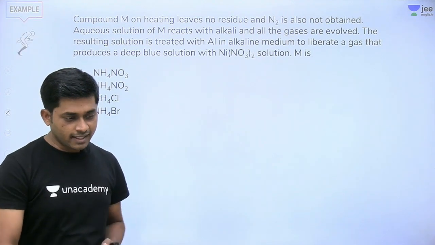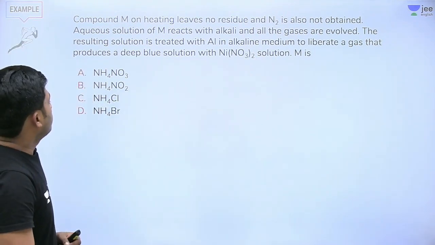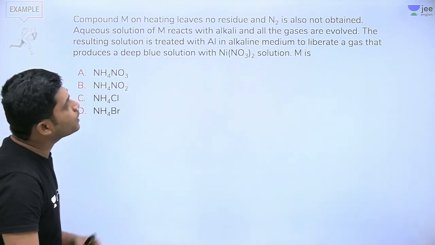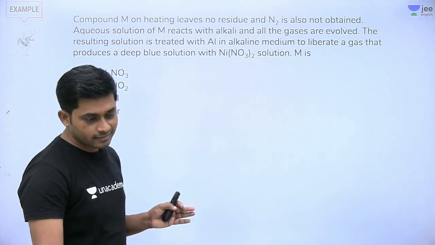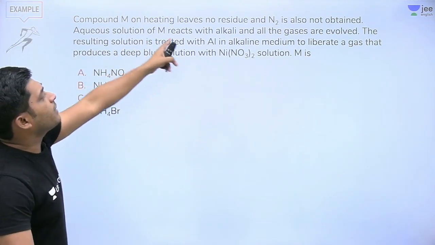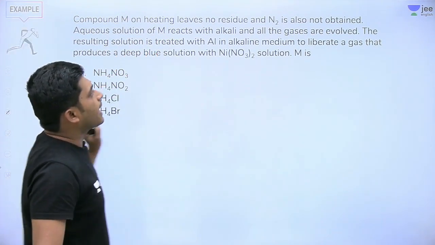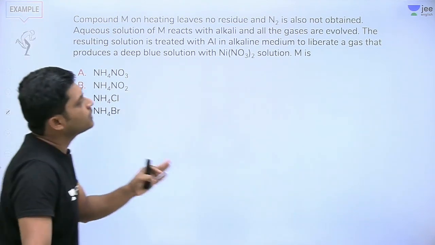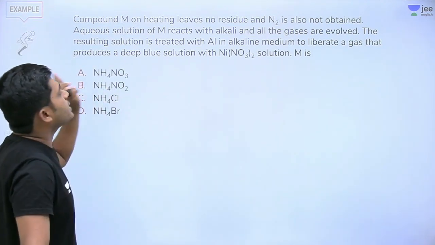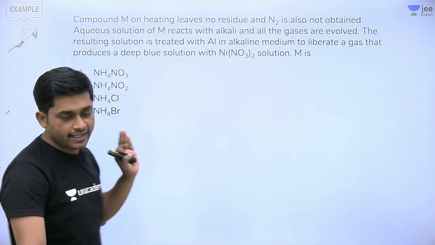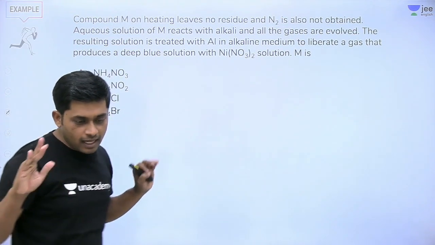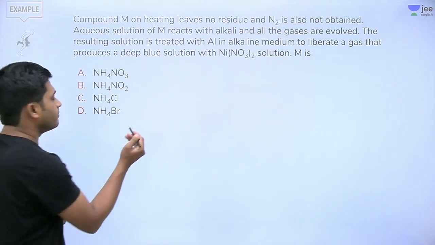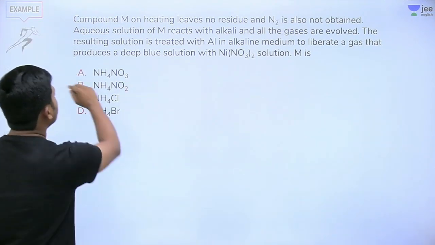So I am getting answer A, which is giving no residue, and N2 is also not obtained. And the aqueous solution of M reacts with alkali, all the gases are evolved, the resulting solution is treated with aluminium in alkaline medium to liberate a gas that produces deep blue solution with nickel nitrate. So I am getting multiple answers A and C. C cannot be correct. See here. So what is the answer here?